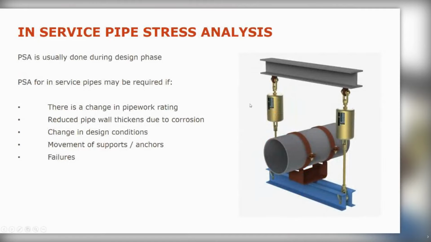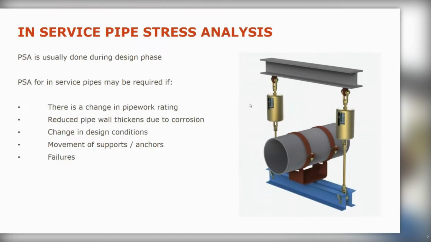And just a brief one on in-service pipe stress analysis. Normally we do it during the design phase, but for pipes that have been in service for a while, sometimes we need to look if there's a change in the pipework rating, or if it has corroded significantly and we want to continue operating it, as that will change its behavior. Also a change in design conditions. If the temperature is going to be higher, that's where you need to think. For example, if this pipe has been working for 20 years with no problems, but now you increase the process conditions, so instead of going to 100, it goes to 200 degrees C, that is completely different loads. You need to reassess it.